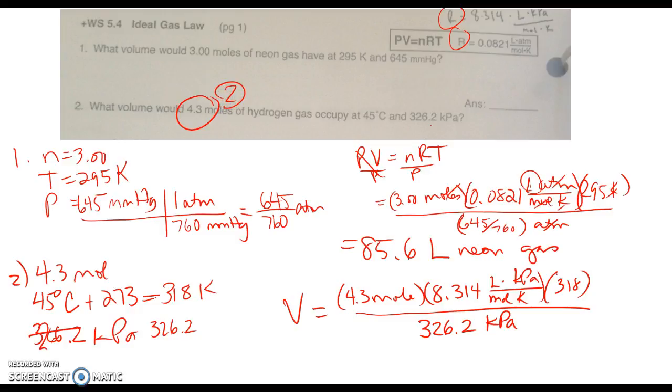You can correct me if I'm wrong, but 4.3 times 8.314 times 318, and then I'll divide by 326.2. Now, here's the answer from the calculator, okay? But if we only have 2 sig figs, that would be 35 liters, right? That would be our answer.